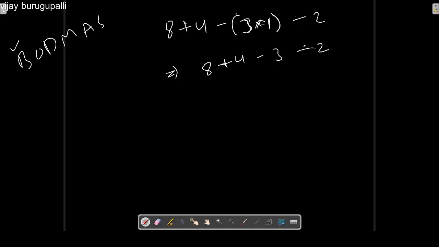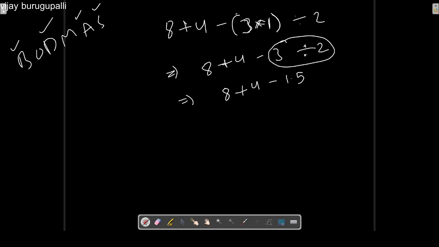Here there are addition, subtraction, and division. According to BODMAS, addition and subtraction will have less priority than division. So first we need to perform division operation. So 8 plus 4 minus, we need to perform this division operation. So this operation gives 1.5.